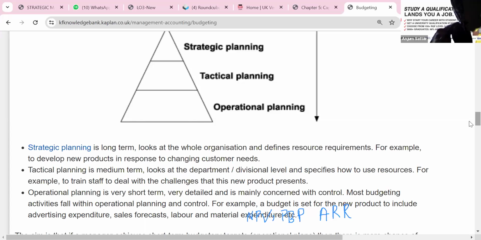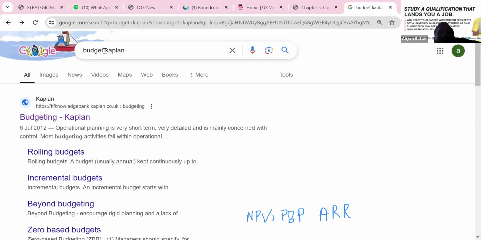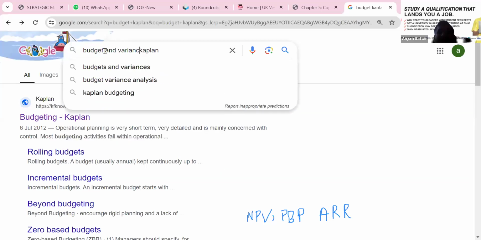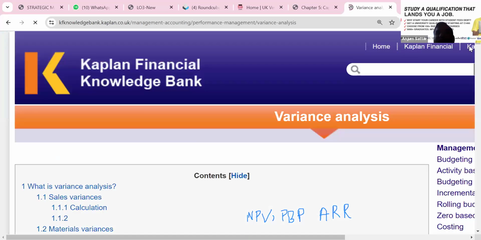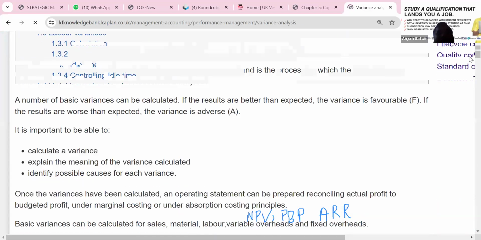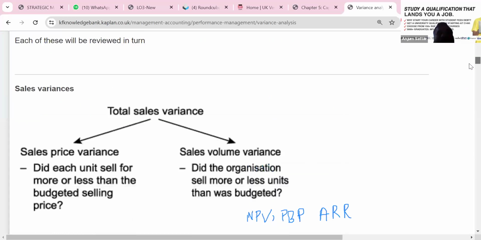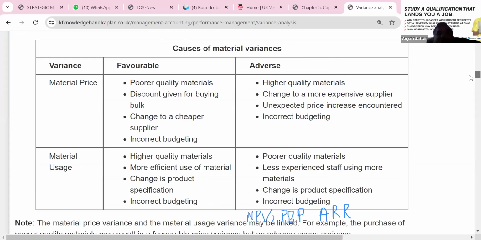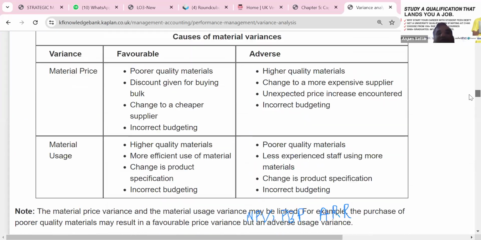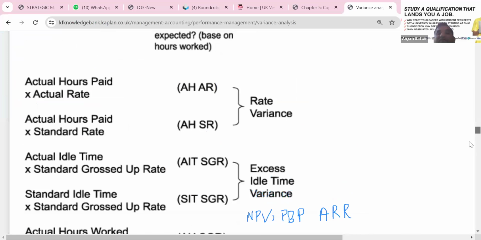Why is there variance? Variance is the difference between budgeted and actual. It may be due to the standard, because the standard is not appropriate. So we look at budget and variance, and we have different variances. Variance analysis is a very important tool which we can use to calculate and decide. These are all the formulas, and I'll give you the formula sheet separately. We can calculate these variances and find the causes of the variance in our assignment.